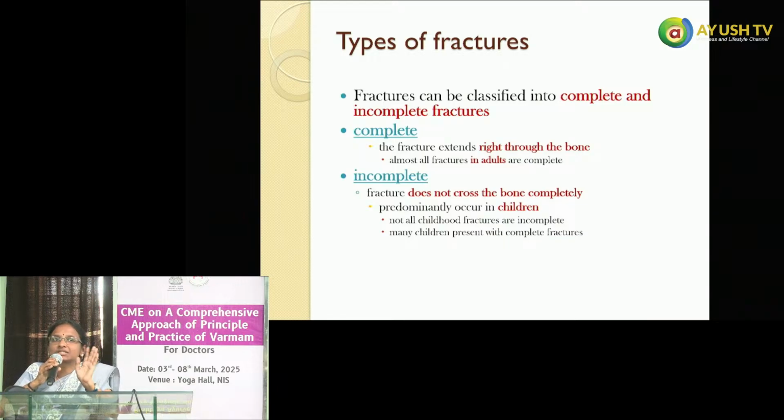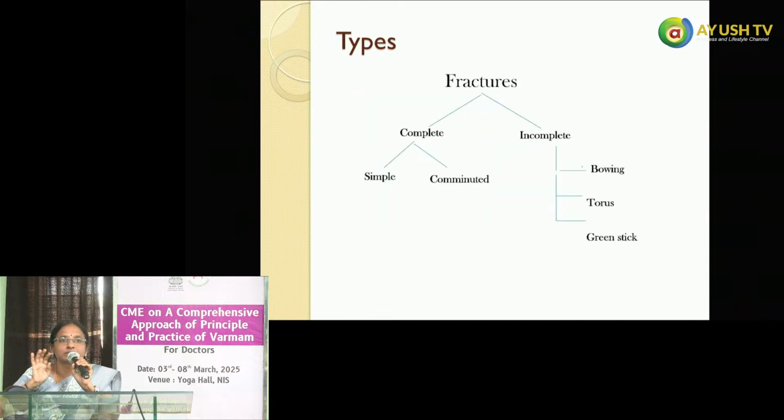Incomplete fractures are generally common in children. Complete fractures are common in adults. A complete fracture is one where both cortical margins are broken, and most fractures in adults will be complete fractures. So that is the broad classification: complete and incomplete. Complete means throughout the bone. Incomplete is not completely across the bone.